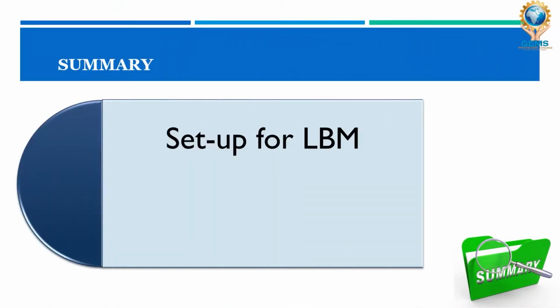Now let's come to the summary. In this lecture we saw the setup for LBM, and we noticed there are 5 major components involved in the setup of laser beam machining: a ruby rod with reflecting mirrors, the flash lamp, the power supply, the lens, and the cooling chamber. These are the 5 main components involved in the setup for laser beam machining.